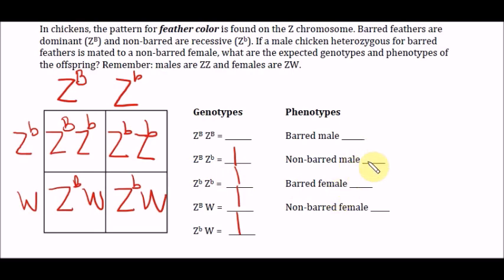barred male, a non-barred male, which would be right here. We're going to have a barred female since there's a capital B. And this one with a lowercase b, might have to look back up that again. It's going to be the non-barred version. There's one of those. So we have a 1 to 1 to 1 ratio again here, and that wraps that problem up.